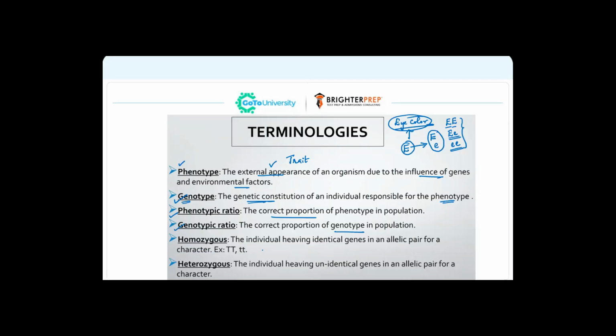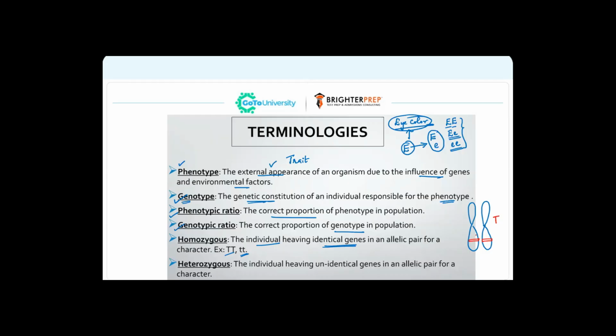Homozygous are the individuals having identical genes in an allelic pair for a character. For example, capital T, capital T, that is homozygous. Both the alleles will be similar. For example, in a chromosome, we are having the homozygous chromosome here, and considering a particular gene, we are representing a particular gene on this chromosome. So both are the gene T.